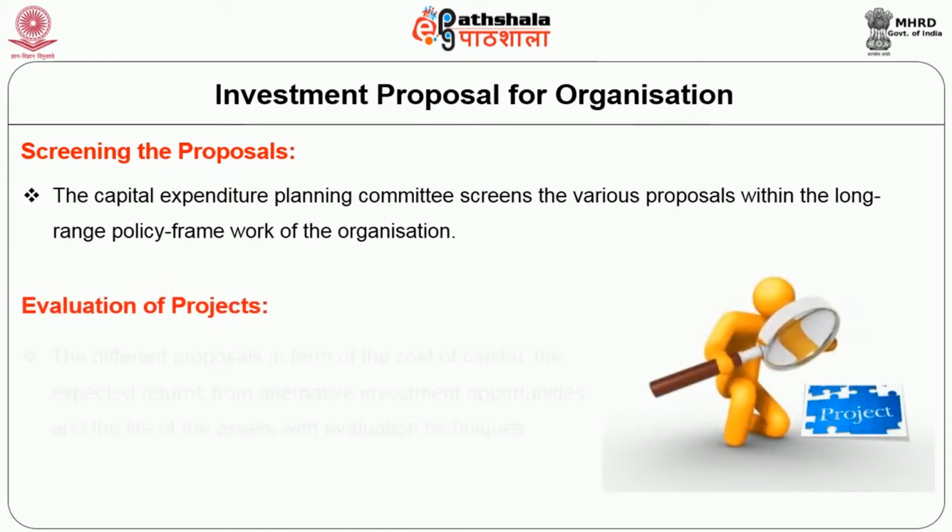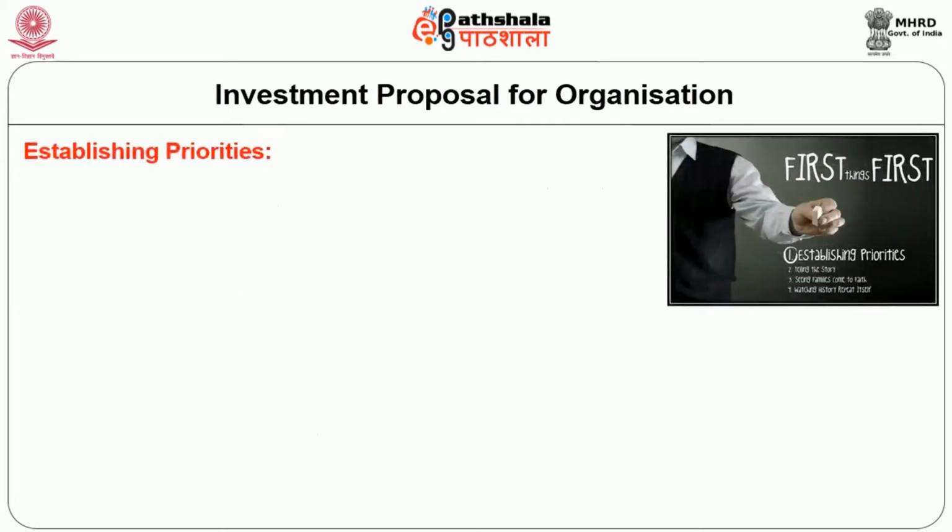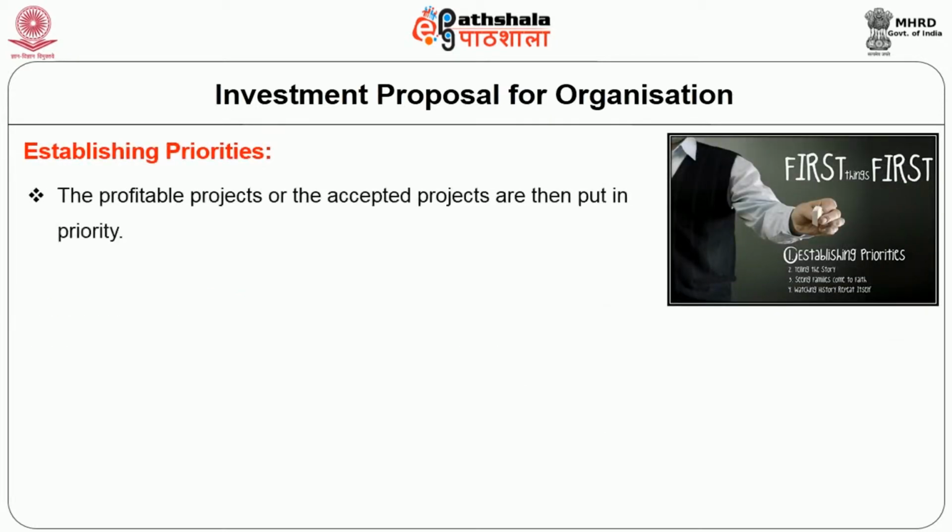Evaluation of projects. The third step in the capital budgeting process is to evaluate the different proposals in terms of the cost of capital, the expected return from alternative investment opportunities, and the life of the assets, with evaluation techniques. Establishing priorities. The profitable or acceptable projects are then put into priority.